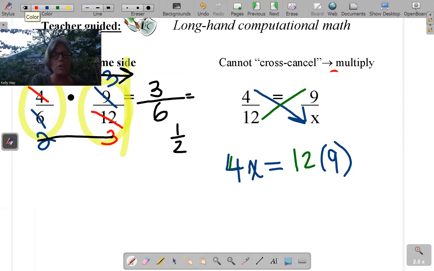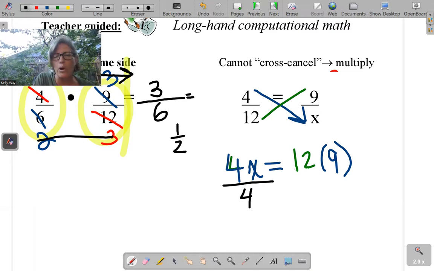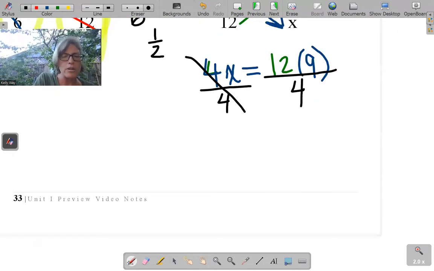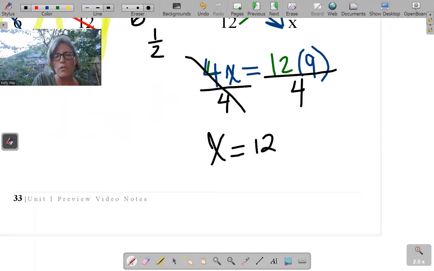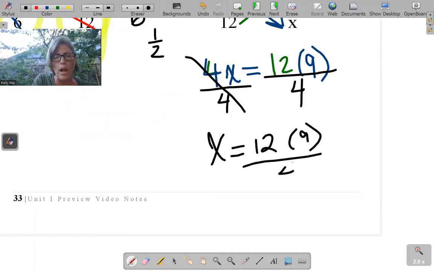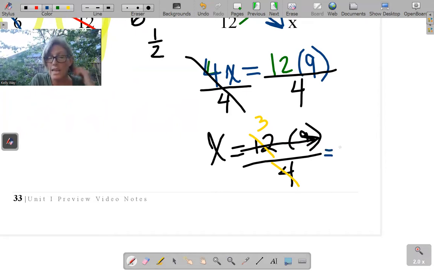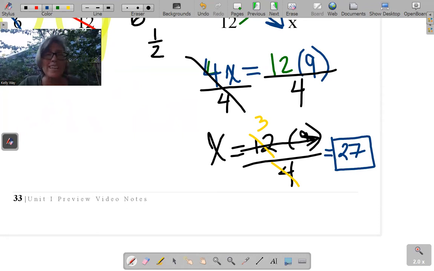So this is what I'm going to do. I'm going to get rid of this 4. I'm going to bring it over. So I have x equals 12 times 9 over 4. And now I simply factor. 4 goes in there 3 times. Now I can multiply straight across. And 3 times 9, 27. The key to multiplying is not to multiply, but to factor.